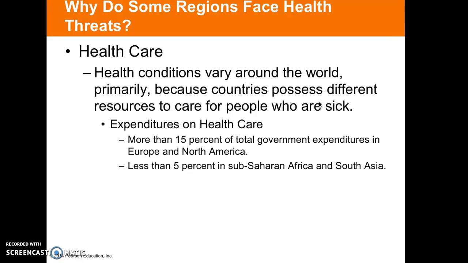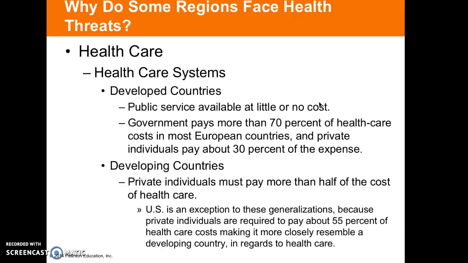The access to healthcare is a big part of it. Healthcare conditions are going to be different all around the world because countries have different resources to care for people who are sick. When we look at expenditures on healthcare, more than 15% of the total government expenditures are spent on healthcare in Europe and North America, but less than 5% of government expenditures are spent on healthcare in places like Sub-Saharan Africa and South Asia, which means that people in Europe and North America have more access to healthcare because the government has invested in it better.